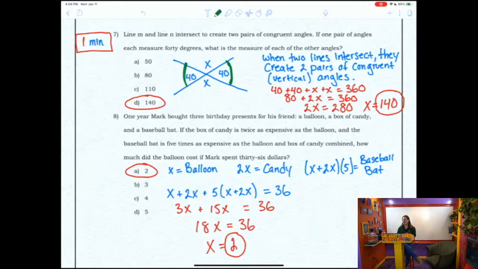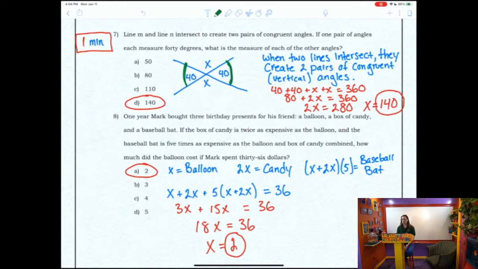We represent all of the prices of the box of candy and the baseball bat in terms of the balloon's price, or at least the balloon's price or the box of candy's price. So if we first pick x, or define our unknown x to be equal to the cost of the balloon, and they say that the box of candy is twice as expensive as the balloon, then if x is equal to the cost of the balloon, 2x has to be equal to the cost of the box of candy.